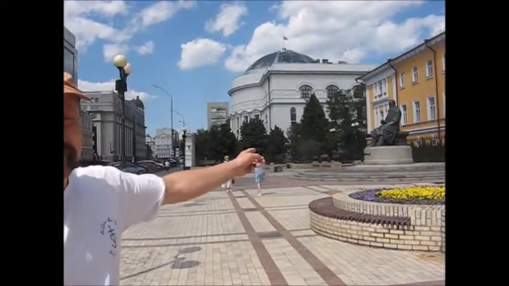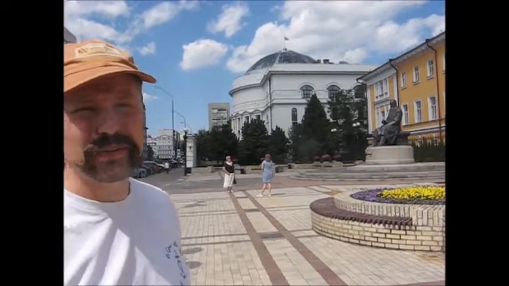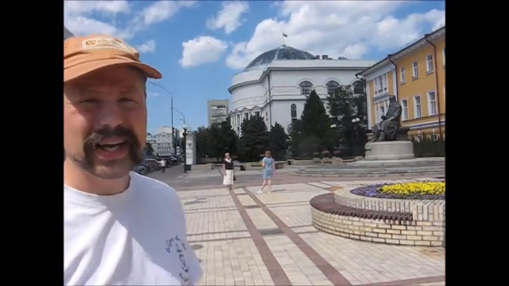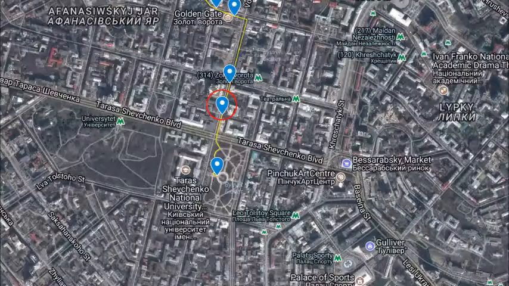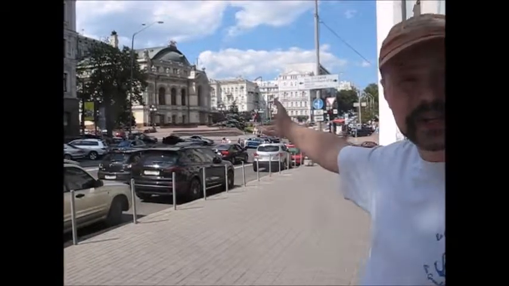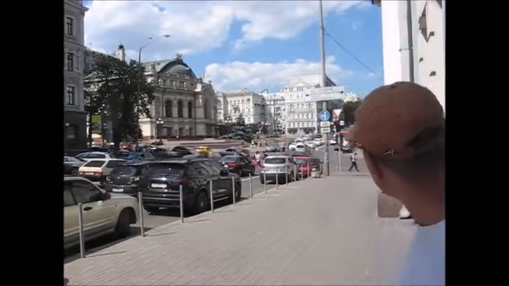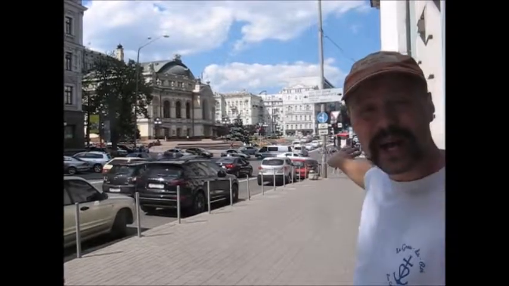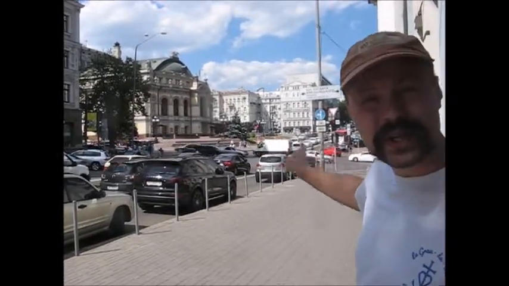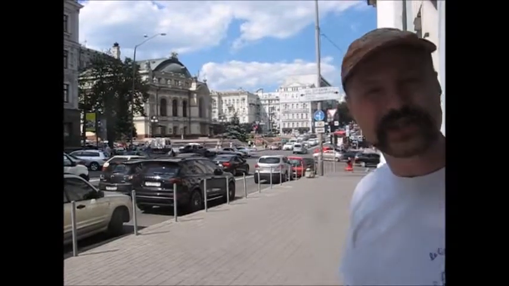Starting from the Taras Shevchenko University, we will follow Volodymyrska Street towards the ancient Vladimir's town. This is the monument of the President of the Ukrainian Republic at the beginning of the 20th century. This is the building of the National Opera of Ukraine, and if you follow this street down there, you will come to the central street of our city, the Khreshchatyk Street.